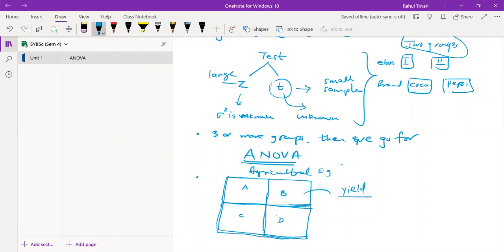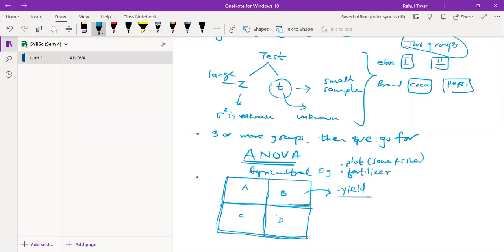So what is the first step? I have a plot. I distributed that plot into equal shape and size. Further, I have applied different fertilizers. Maybe that fertilizer may be potassium, nitrogen, etc. I have applied it, and the things which I got from this particular plot, that's called yield.